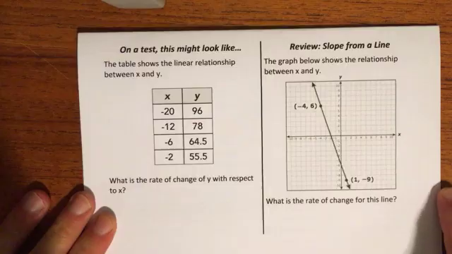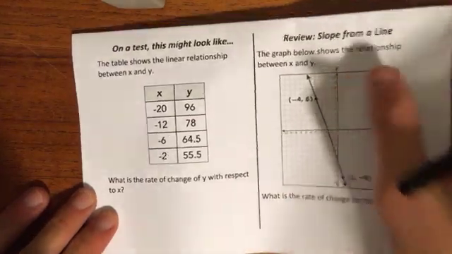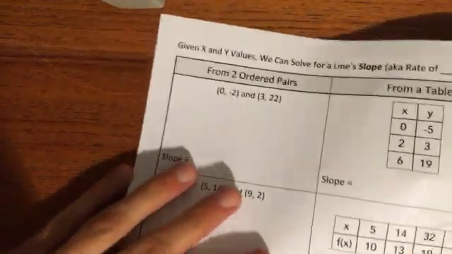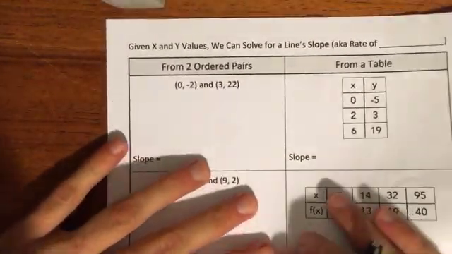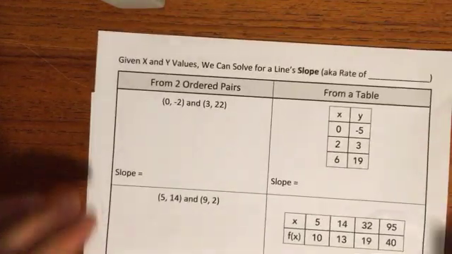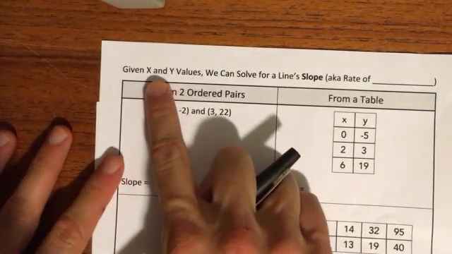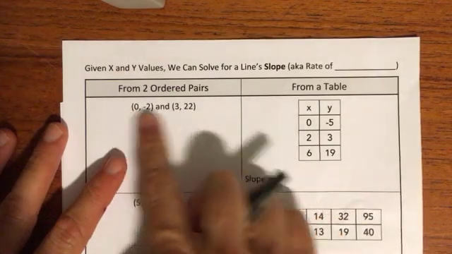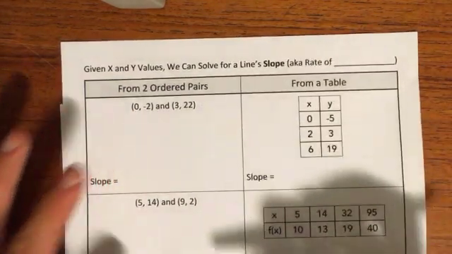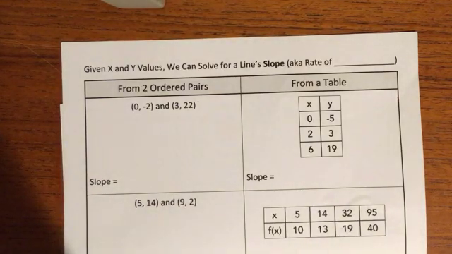You have a paper that, if you folded it, probably looks like this. If you unfolded it, it would look like this. It's a pretty straightforward topic. We're building on finding slope from a line. The question is, could you find slope just given numbers? There are different ways we can get x and y values: from ordered pairs or from a table. Given either of these, the process is pretty similar.